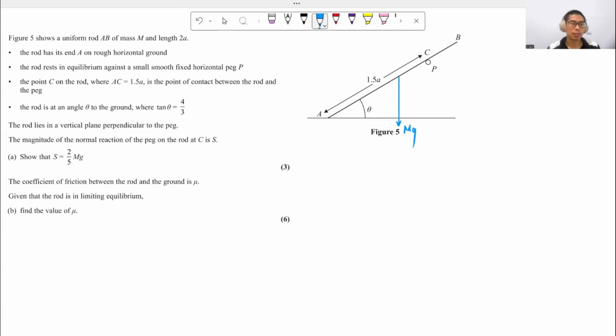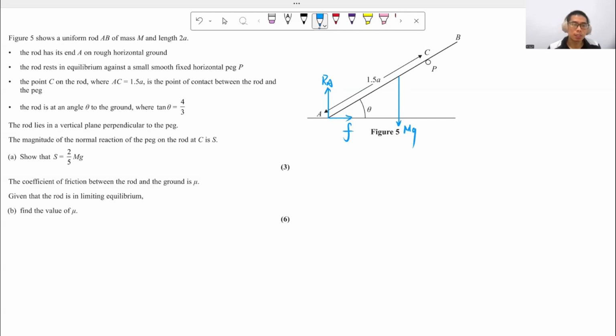And then the rod has its end A on a rough horizontal ground. If it's a rough horizontal ground, we label the normal reaction first, so RA. And if there's a friction, it has to go to the other side, because if there's no other force acting on it, the ladder should be about to slide down, so the friction has to be to the other side.